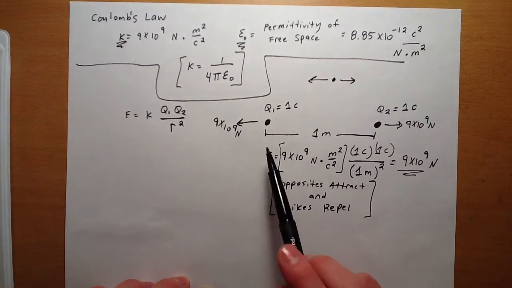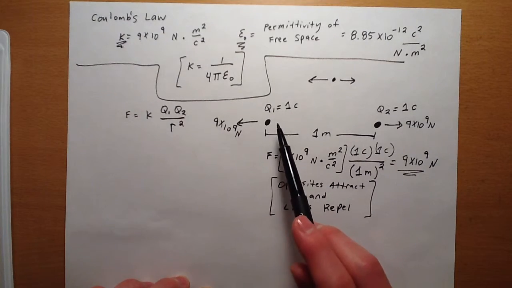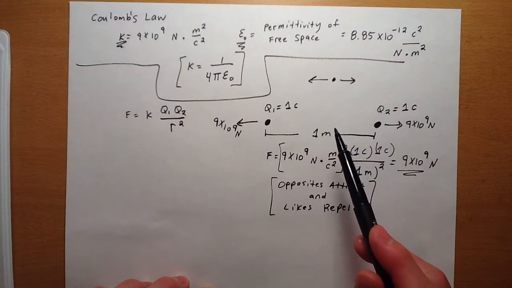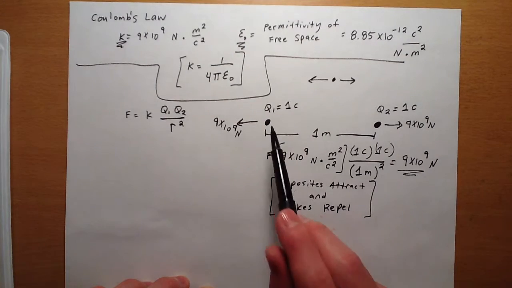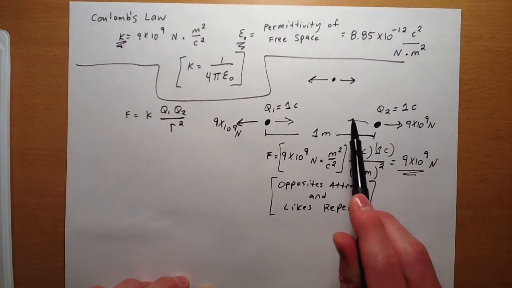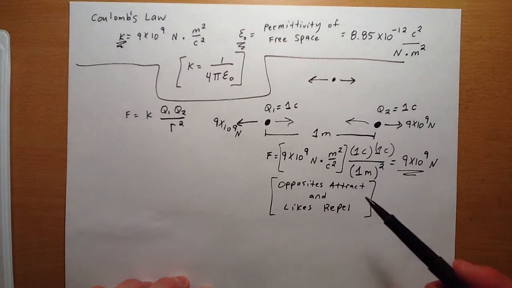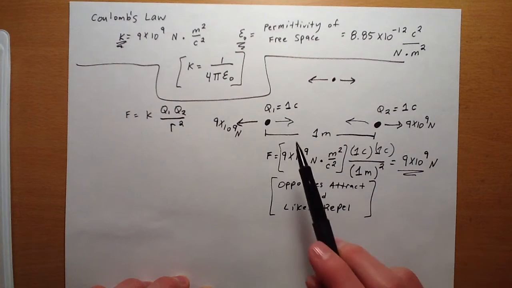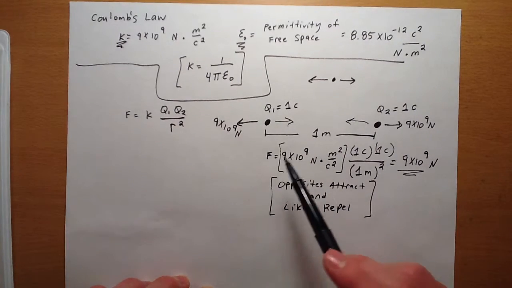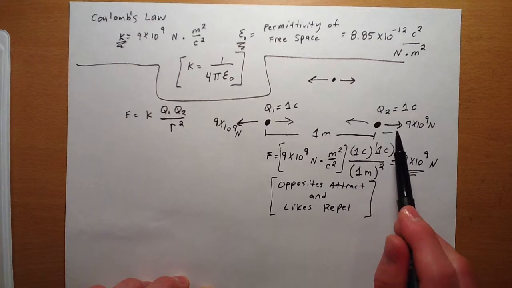So, if these two are different, if one is -1 Coulomb and the other is 1 Coulomb, then they're going to attract, and both are going to be forced towards each other. But if they have the same sign charge, if it's either both 1 Coulomb or both -1 Coulombs, they're going to repel, and they're going to go in this direction.